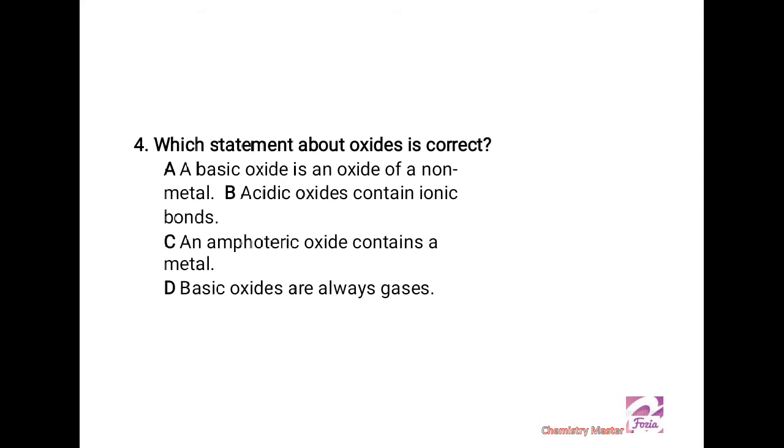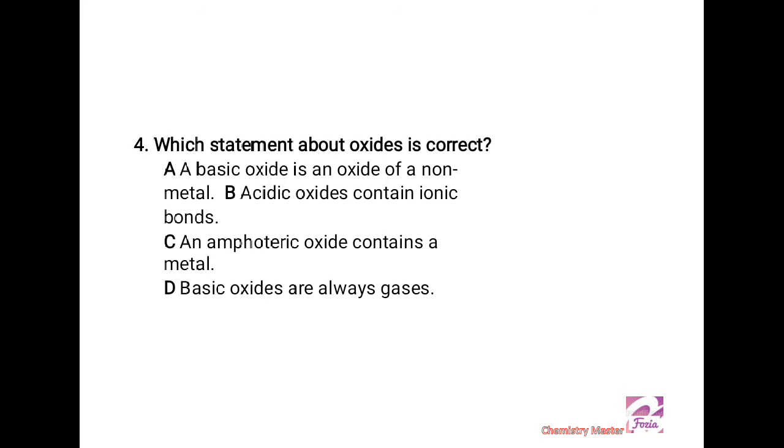So we start with A. A basic oxide is an oxide of a non-metal. No, it's wrong. Non-metals form acidic oxides such as carbon dioxide and sulfur trioxide. And option B, acidic oxides contain ionic bonds. No, it is not the case. All the acidic oxides are covalently bonded.